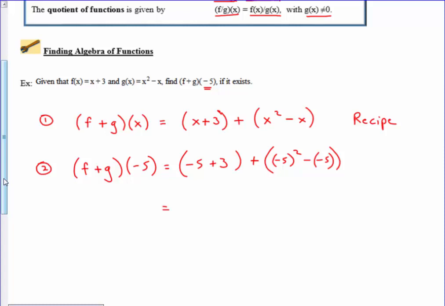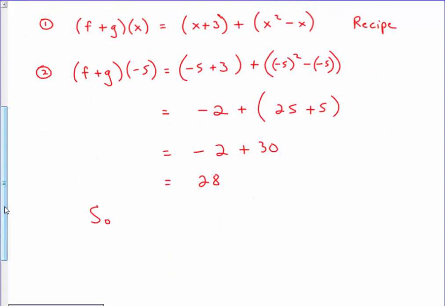-5 plus 3 is -2. I can remove those parentheses. (-5) squared is 25. A negative of a negative is a positive, so this would become plus 5. So we would have -2 plus 30, and then the result of 28. So f plus g evaluated at -5 equals 28.